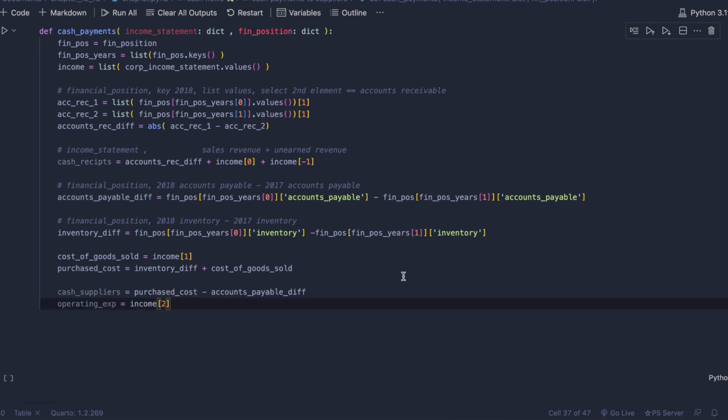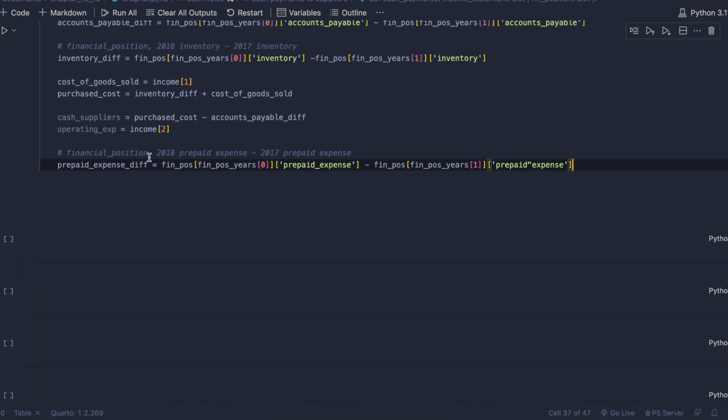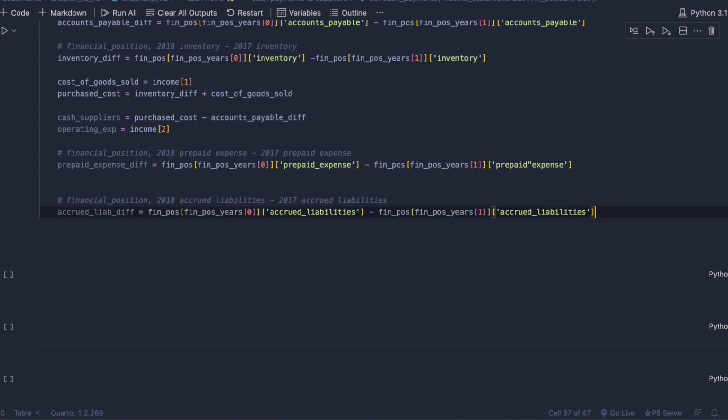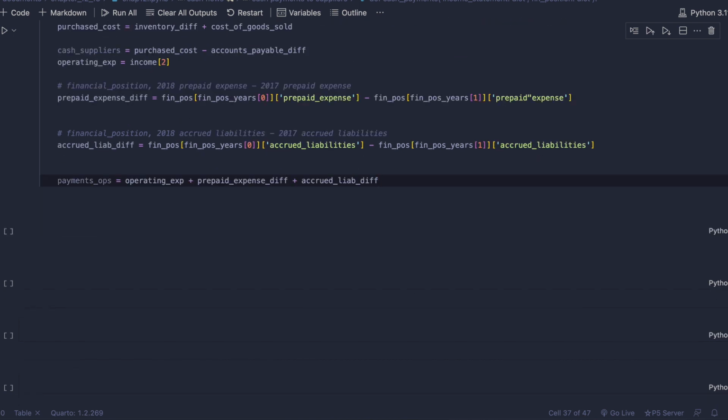Cash suppliers is purchased cost, subtract accounts payable difference. Operating expense is income index 2. Prepaid expense difference is financial position dictionary prepaid expense for each year, subtracted from each other. Accrued liability difference is accrued liabilities from each year subtracted. Payment operations. Operating expense plus prepaid expense difference, plus accrued liability difference.